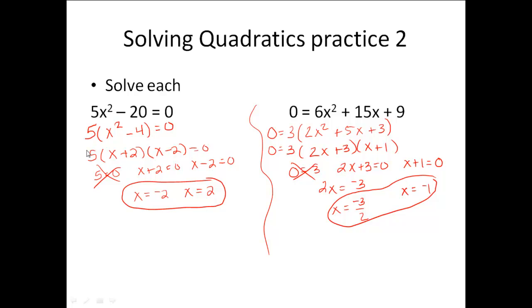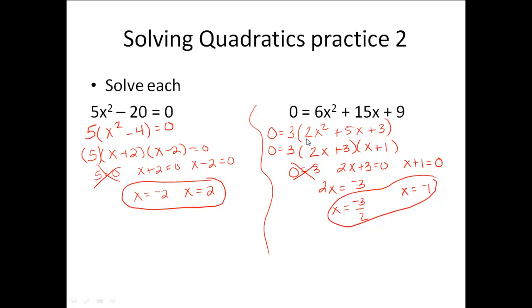Now when you set each one of these quantities equal to 0, you get 5 equals 0, x plus 2 equals 0, x minus 2 equals 0. Well, the 5 equals 0 doesn't make sense. It's not true, so cross that one out. Then the x plus 2, when you solve that, subtract 2 from both sides and you get x equals negative 2. Your next one, the x minus 2, add 2 to both sides and you're left with x equals 2.